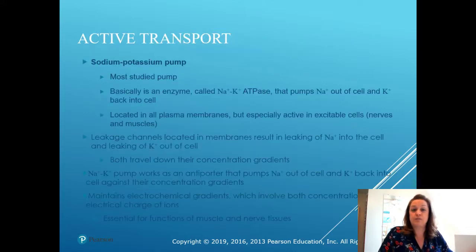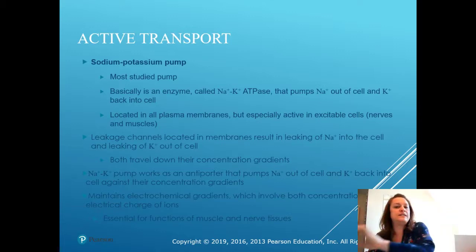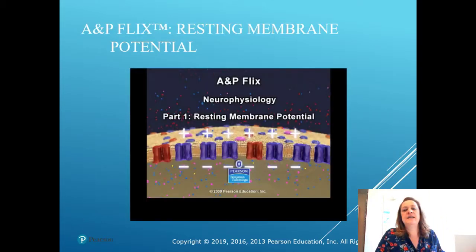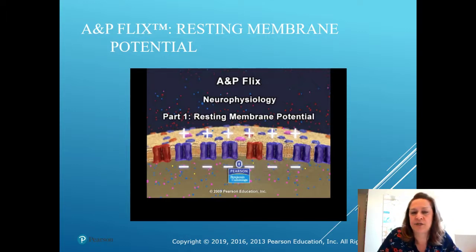It's called active transport. The classic example is the sodium-potassium pump, where it has to do with muscle contraction and action potentials, the movement of electricity down the membrane of certain cells. And we'll talk about this many more times than just today, so you can read through that. This is the Neurophysiology Resting Membrane Potential AMP Flicks video. Please go find it if you can't watch it here. You'll notice how there are positive signs and negative signs. It's talking about the electricity, the ions that we just talked about in active transport.